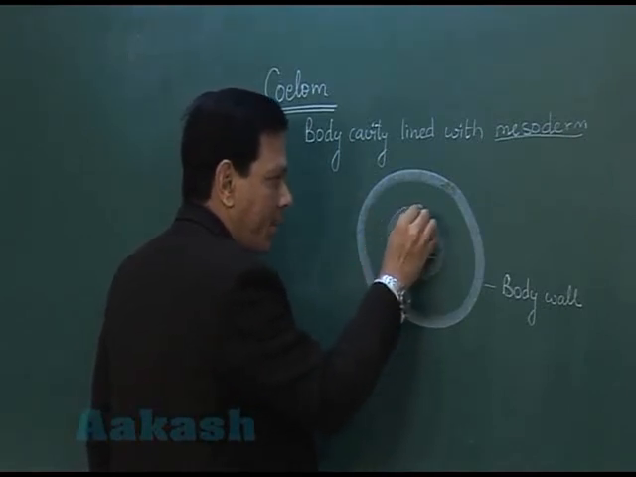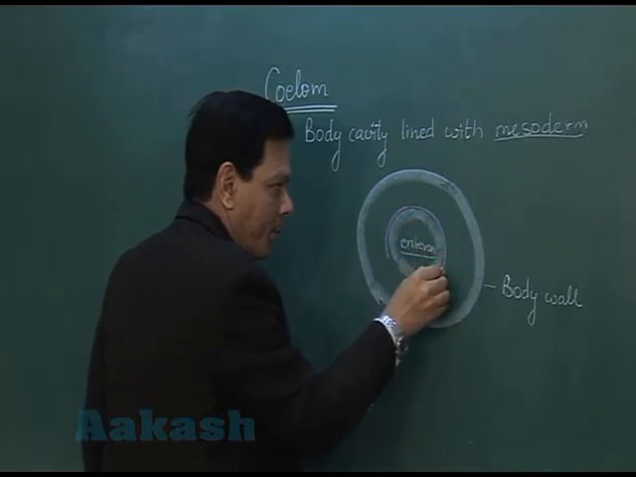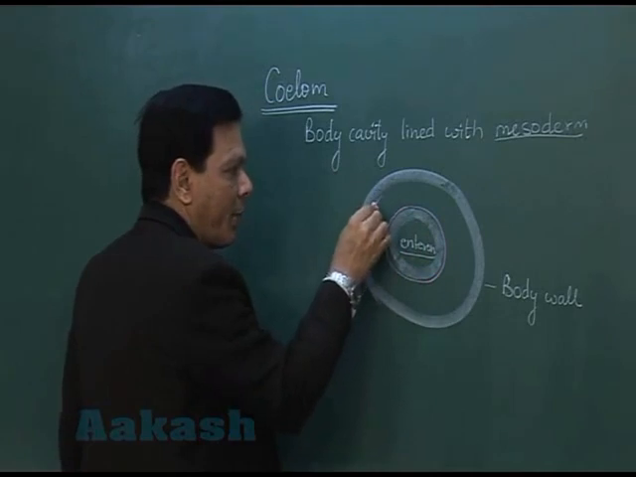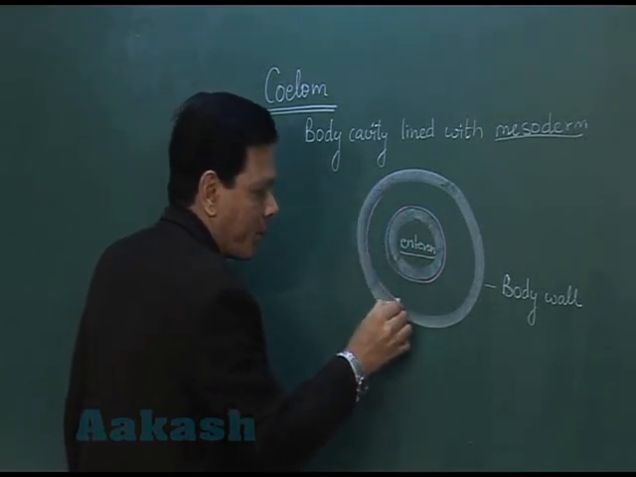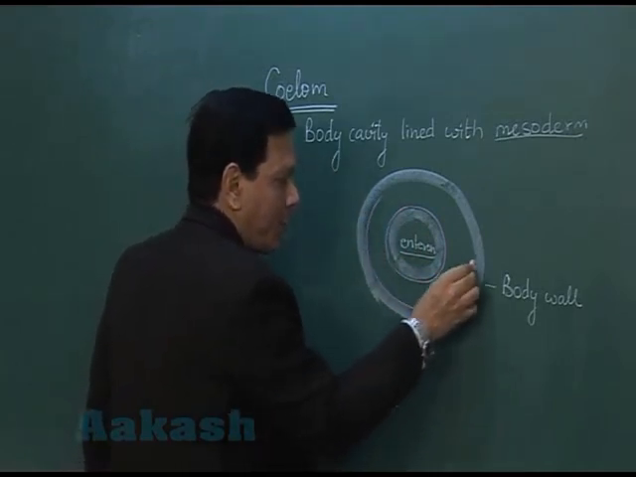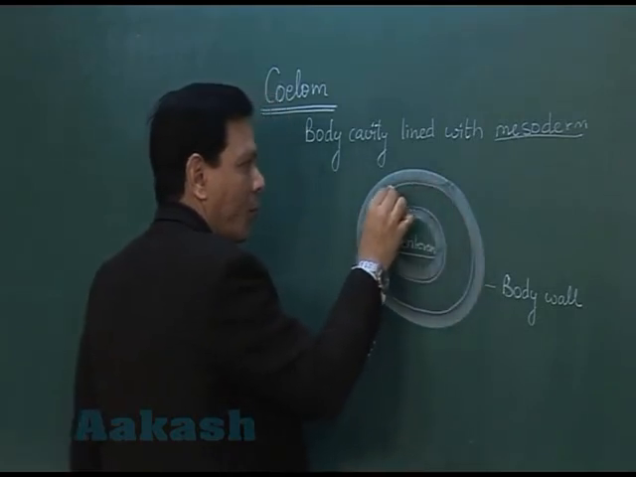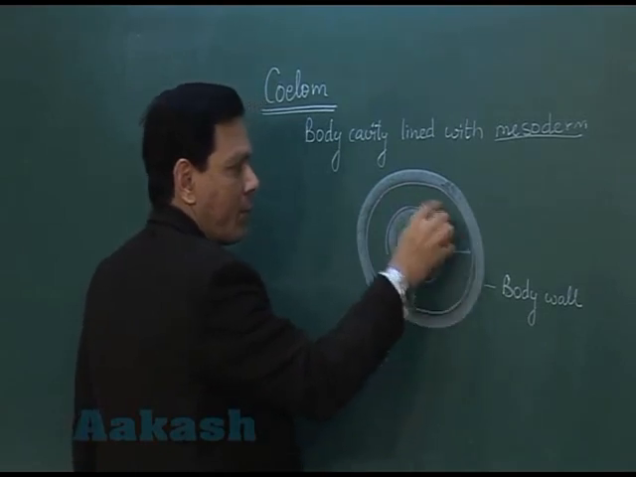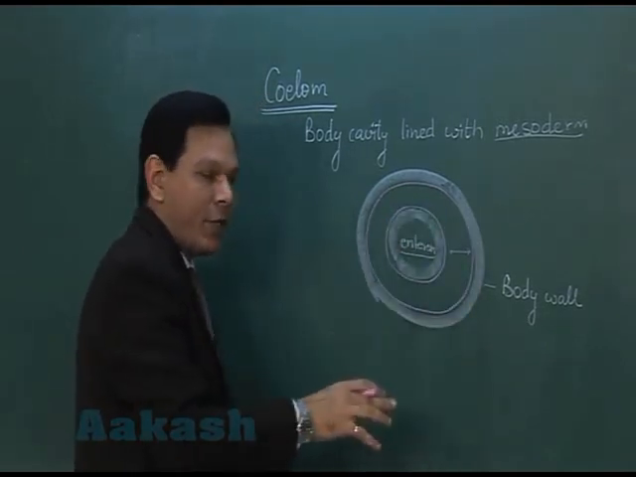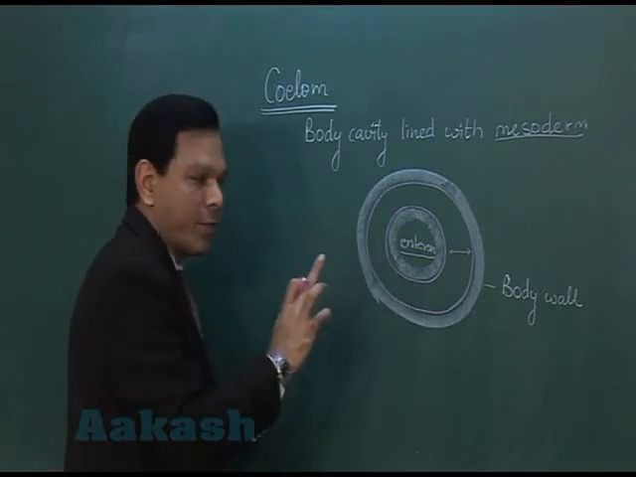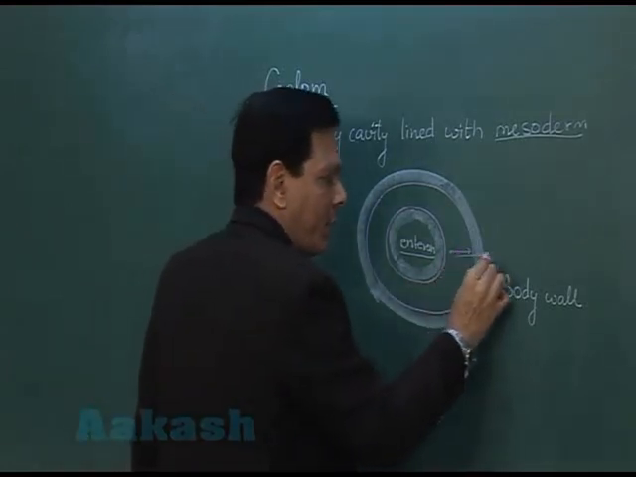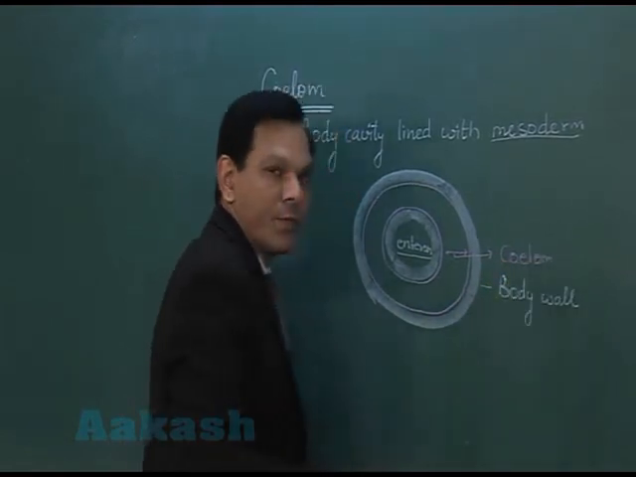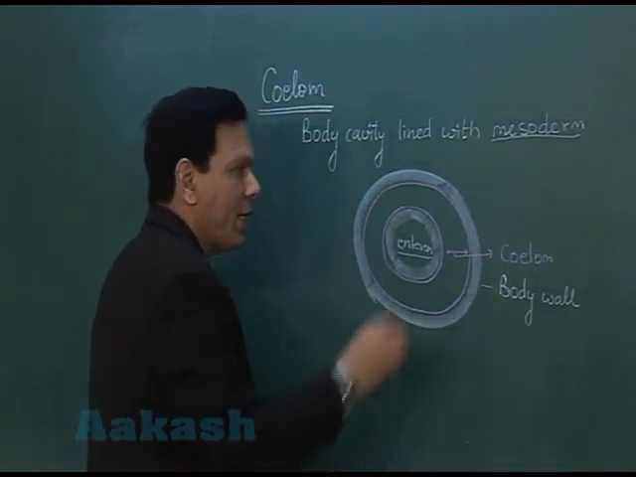It should be present here, covering the visceral organs, and it should be present here on the inner side of the body wall. Now this cavity we can say it is lined with the mesoderm. And now this cavity can be called coelom.